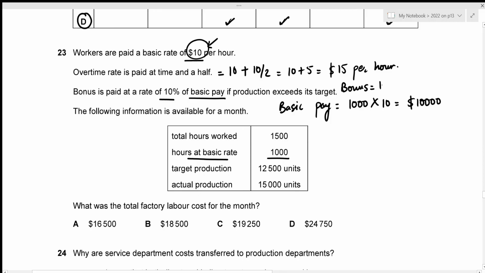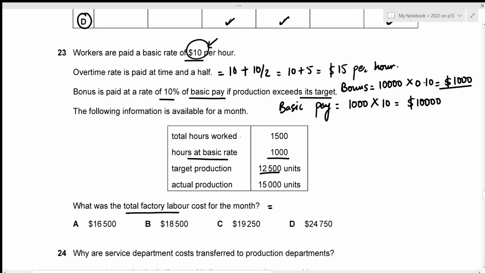So that's going to be 10,000 times 10%, which we can write down as 0.10, which results in an amount of 1000. And this amount of 1000 is to be paid when the production exceeds its target, and the target is 12,500. Alright, now we just need to figure out the total factory labor cost for the month.